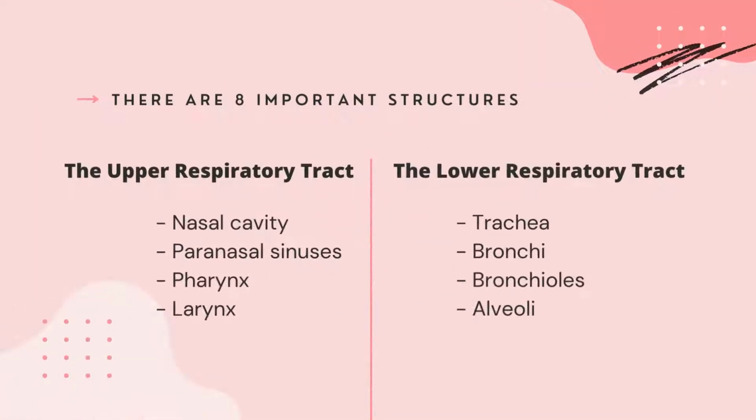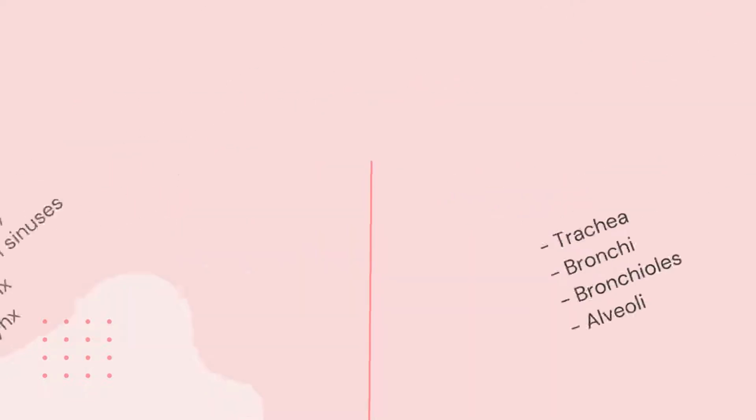There are 8 important structures in the respiratory tract. The nasal cavity, paranasal sinuses, pharynx, and larynx are part of the upper respiratory tract, while the trachea, bronchi, bronchioles, and alveoli are part of the lower respiratory tract.